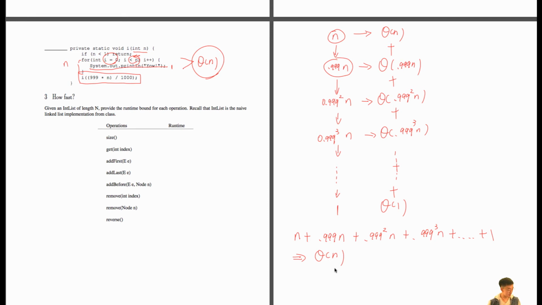But anyways, the total amount of work is theta n. So in this case, again, there's no worst case or best case, because you need to do this for loop anyhow, and you need to do all this recursion call anyways. So the final answer is theta n.